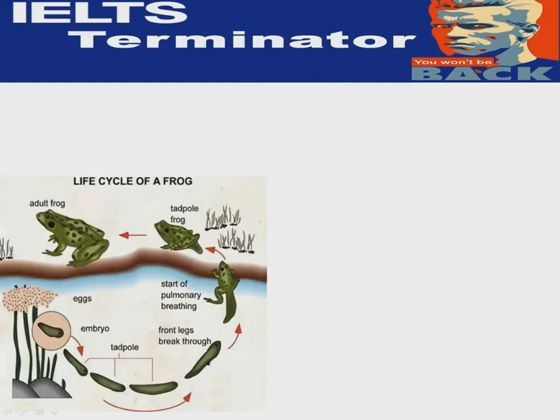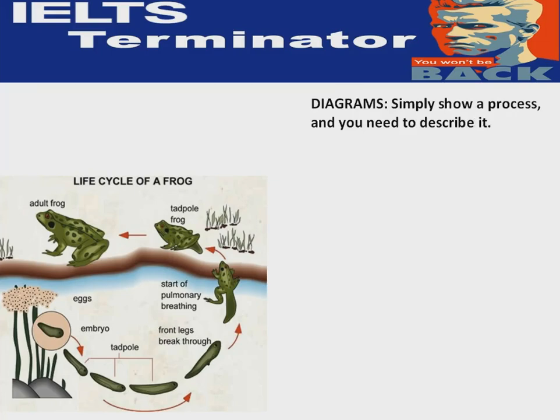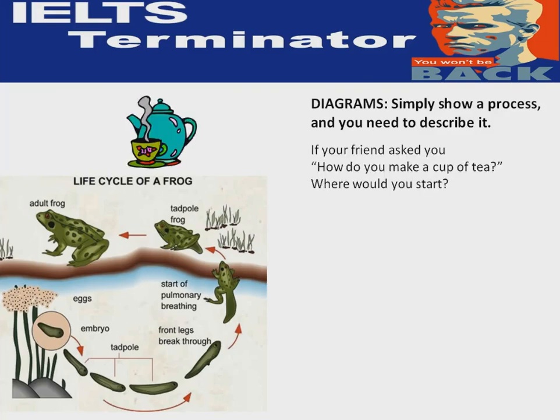Here is a typical type of diagram that you might see on a lot of IELTS exams. And of course the question will be pretty much, describe what you see. So, diagrams simply show a process, and you need to describe that process. Remember, no opinions, and you don't necessarily have to make any conclusions most of the time. So, let's look at the type of vocabulary that we might need to talk about diagrams, particularly a process, which is what most diagrams are about.